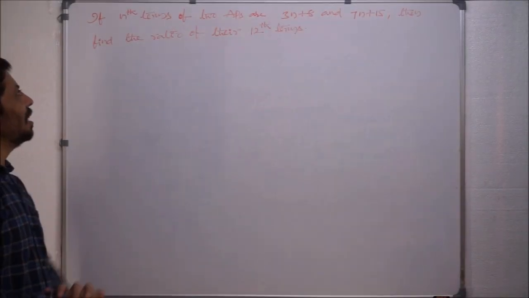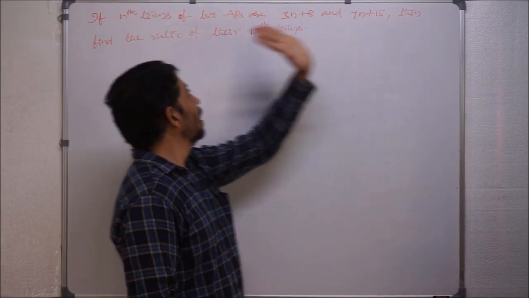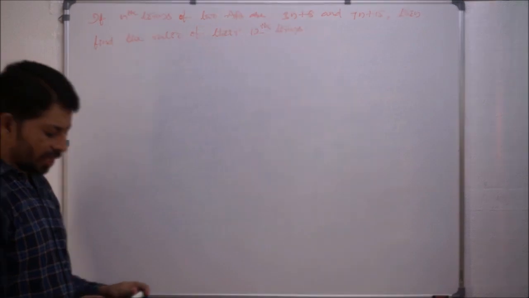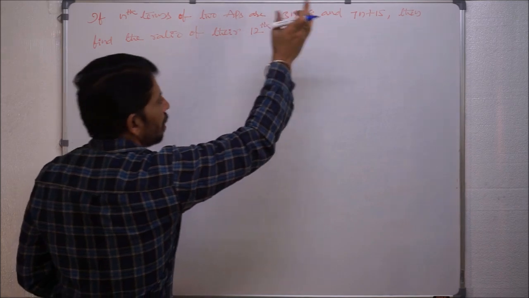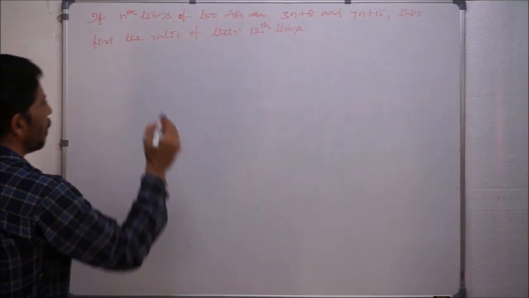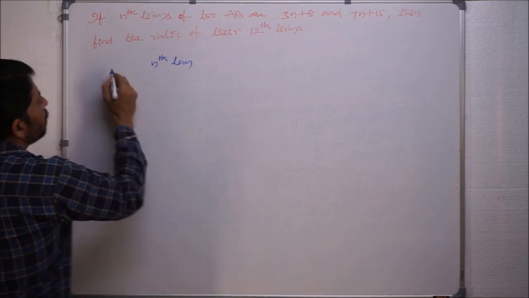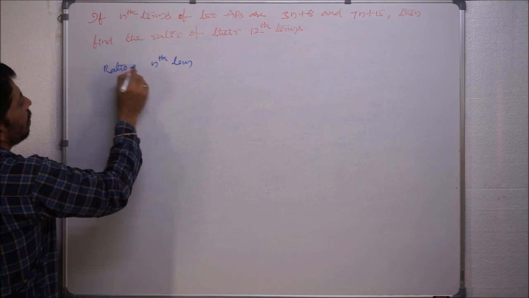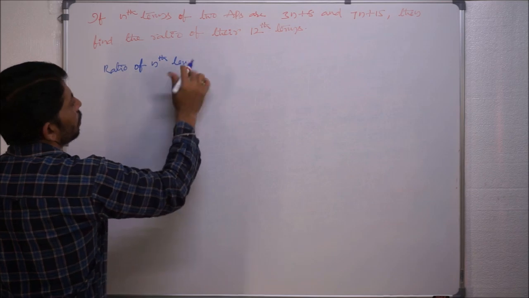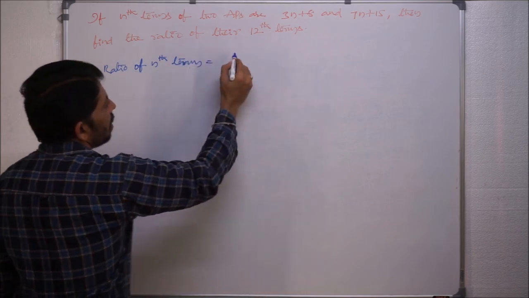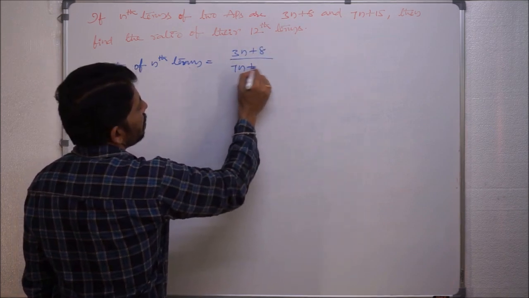If nth terms of two APs are 3n plus 8 and 7n plus 15, then find the ratio of their 12th terms. So what do we need to find out? The 12th term of the first progression by the 12th term of the second progression. That is, the ratio of nth terms is 3n plus 8 by 7n plus 15.